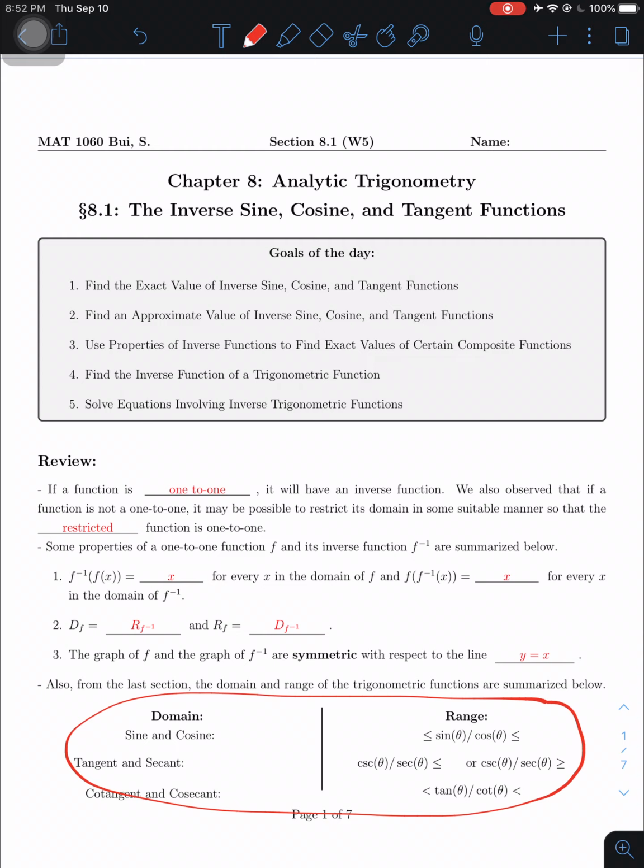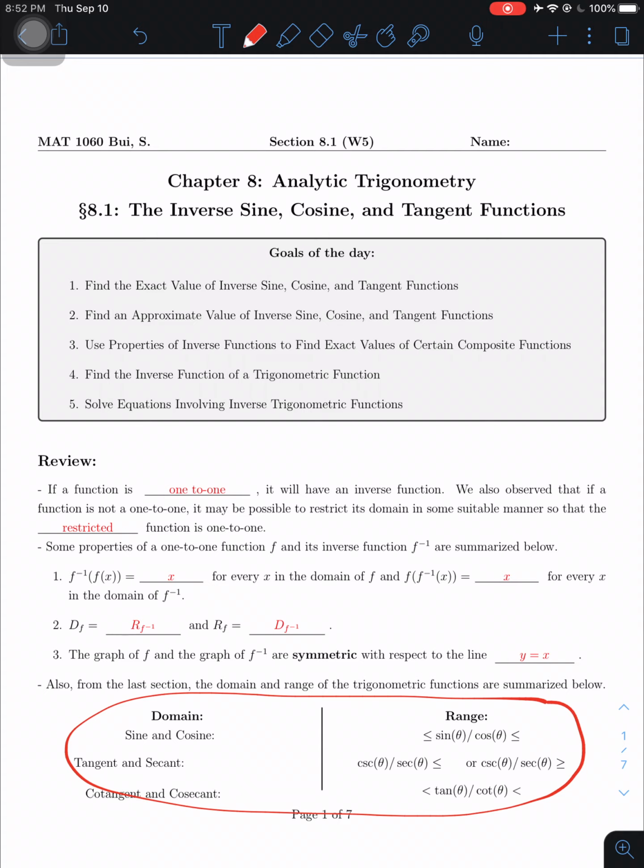All right, now let's talk about 8.1, the inverse sine, cosine, and tangent. We have all 6 trig functions, but in here let's talk about sine, cosine, and tangent first, and then on the next one, 8.2, or I don't remember, it could be 8.3, we're going to talk about the other 3 functions, which are cosecant, secant, and cotangent. All right, so just a little bit of review of the old concepts.